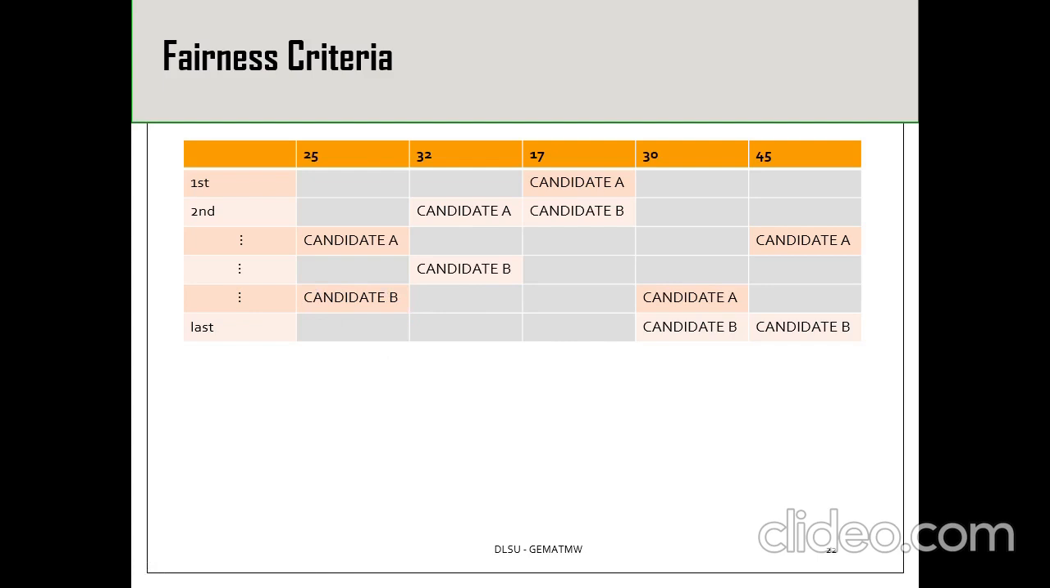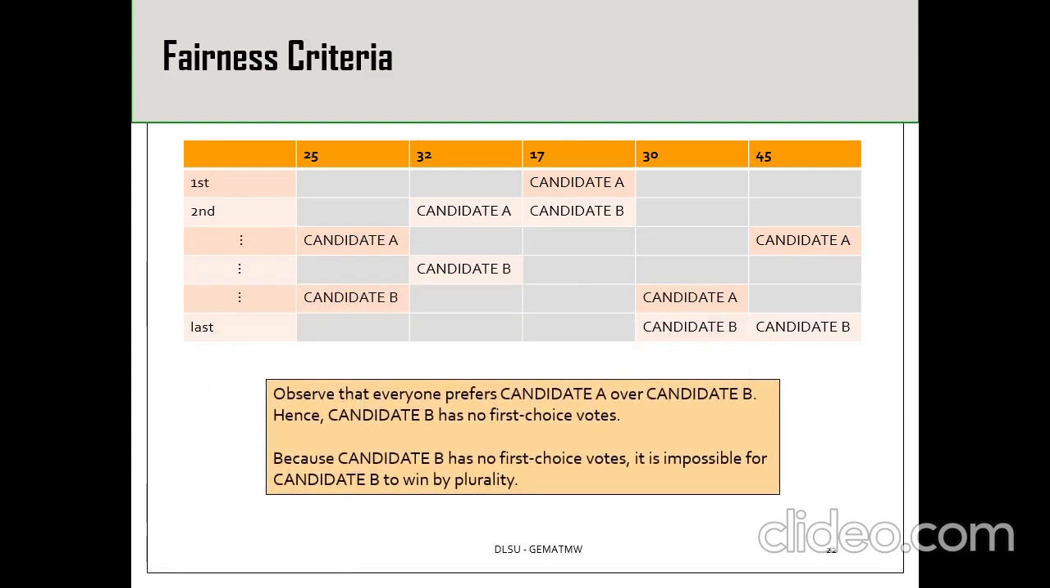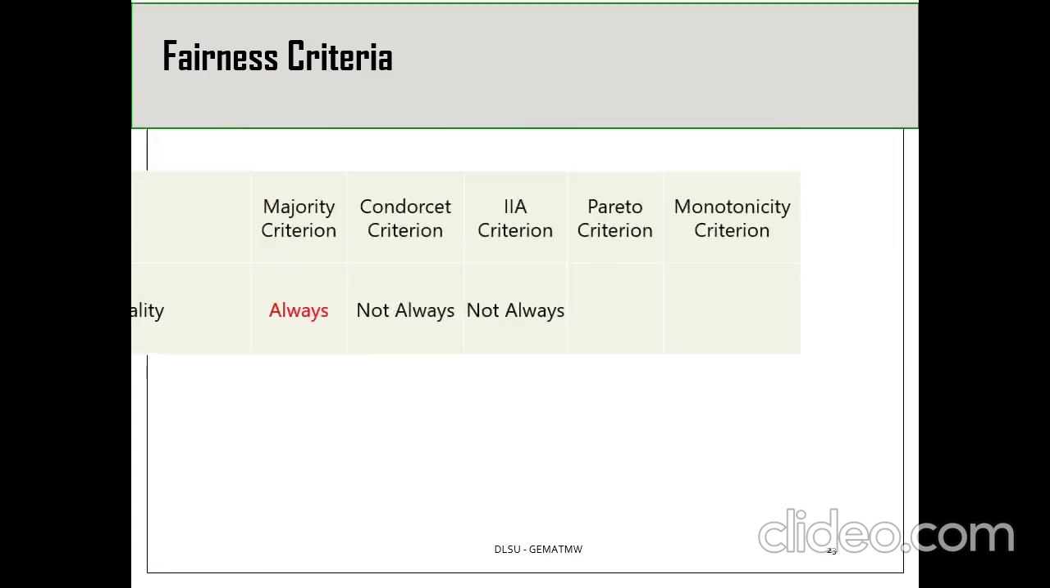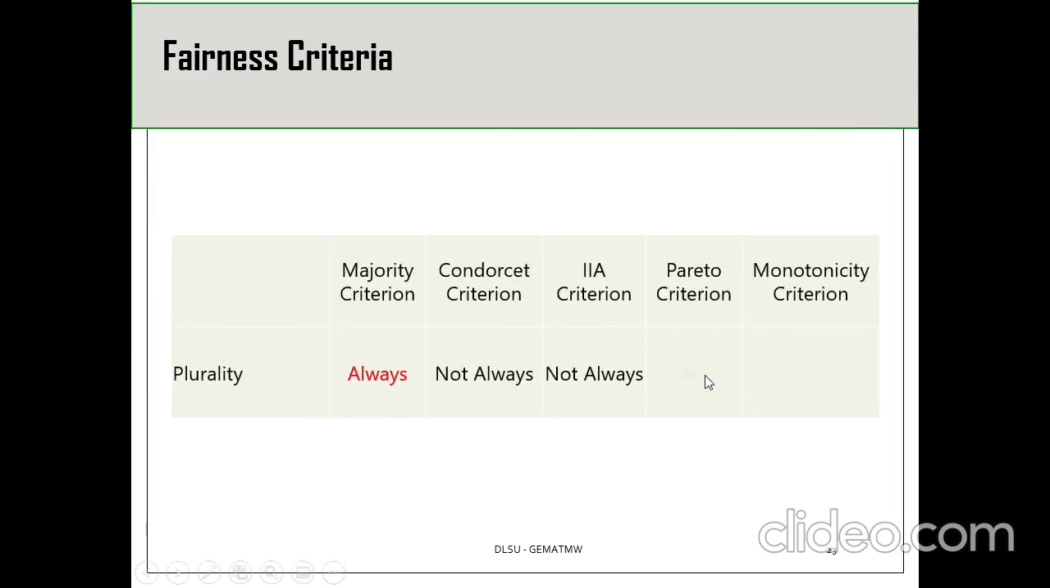Take note that in plurality, we are only considering the first place votes. So because candidate B does not have any first place votes, it is impossible for candidate B to win under plurality method. So as you observe, everyone prefers candidate A over candidate B, hence candidate B has no first place votes, and therefore it is impossible for candidate B to win under plurality. So in our table, we see that plurality always satisfies the Pareto criteria.